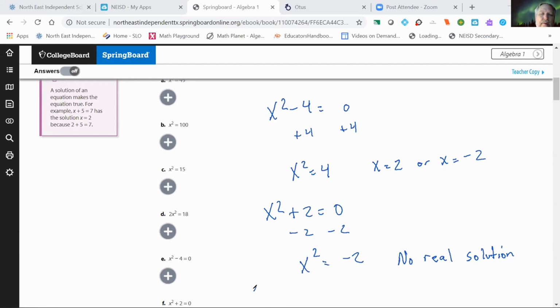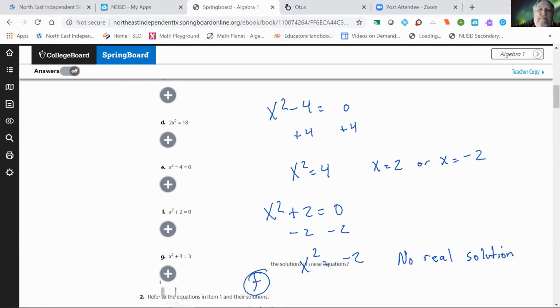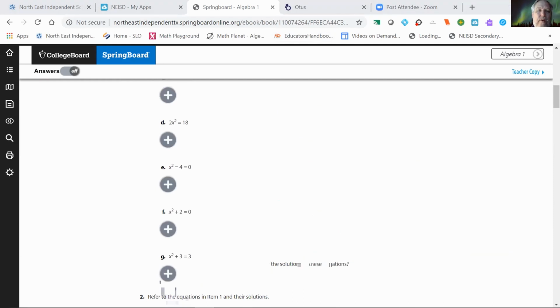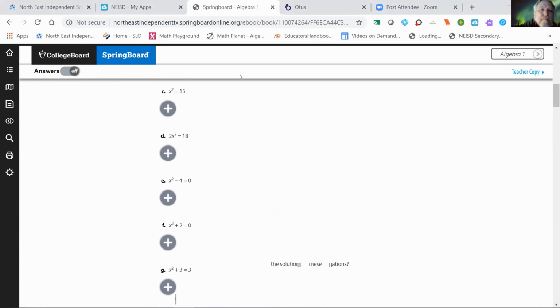And so that was for F. Okay, so let's go ahead and look at G. G is x squared plus 3 equals 3. So we're going to subtract 3 from both sides to get the x squared by itself. The only number we could multiply times itself to get 0 is 0. So x is going to be equal to 0. And there's no positive or negative version, so it's just that one answer right there.